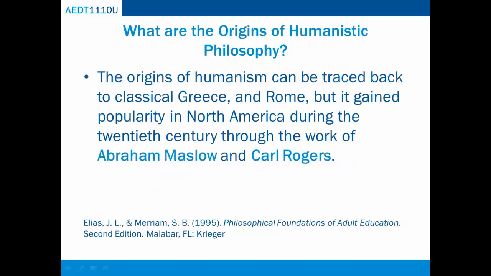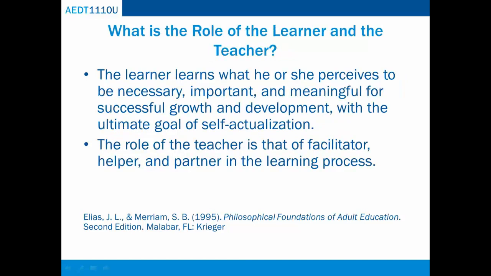The origins of humanism can be traced back to classical Greece and Rome, but it gained popularity in North America during the 20th century through the work of Abraham Maslow and Carl Rogers. From a humanist perspective, the learner learns what he or she perceives to be necessary, important, and meaningful for successful growth and development, with the ultimate goal of self-actualization. The responsibility for learning therefore rests with the learner, and they are free to learn what and how they want.